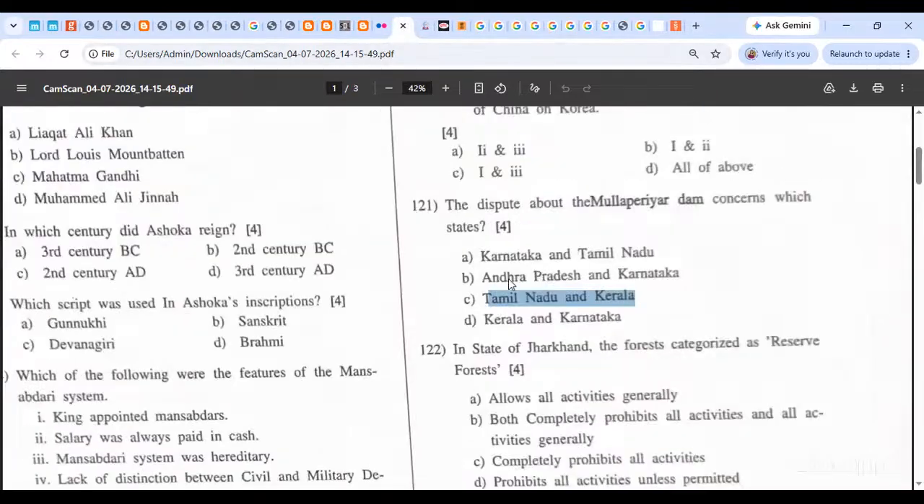So here your answer is going to be Tamil Nadu and Kerala. Okay, that is going to be the answer. We are looking for Tamil Nadu and Kerala.